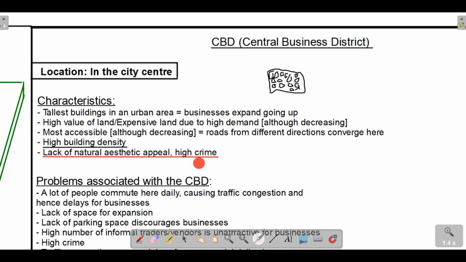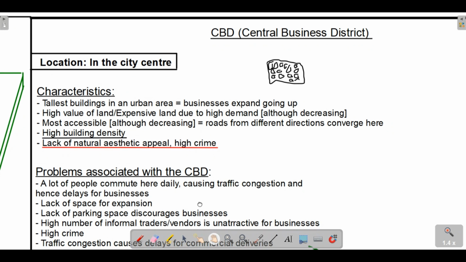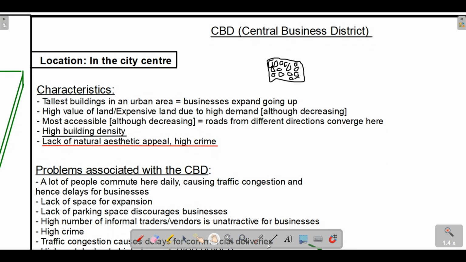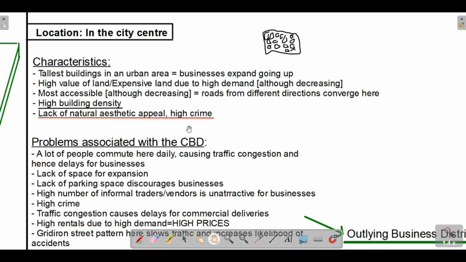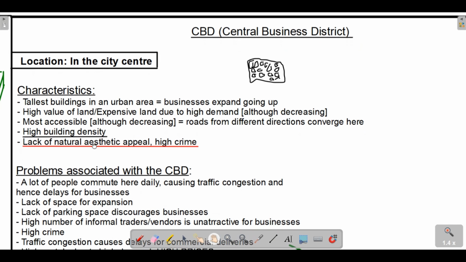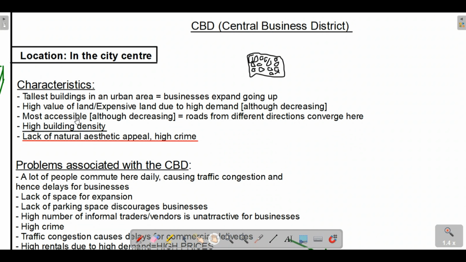And we also note that in the CBD, there's a lot of crime. I've heard that in Joburg, there's actually a lot of crime in the CBDs. Actually, that's true for a lot of CBDs. There's a lot of crime because there's a lot of people, and so people take advantage due to the high number of people there. So there's a lot of criminal activities occurring in the city center. So those are some of the characteristics of the CBD. Please do not forget them. They like to ask these.